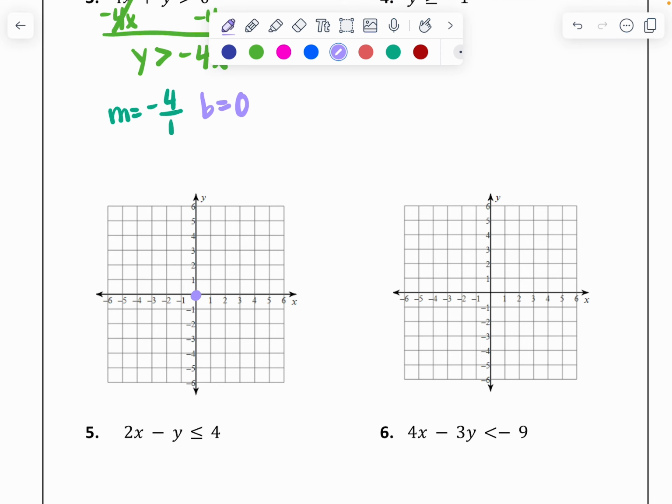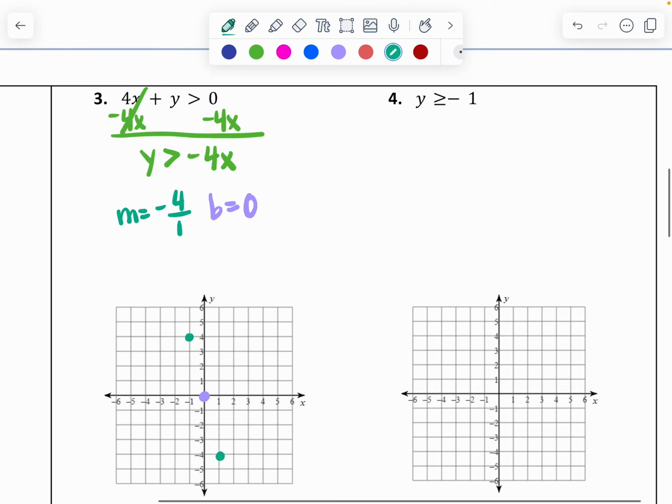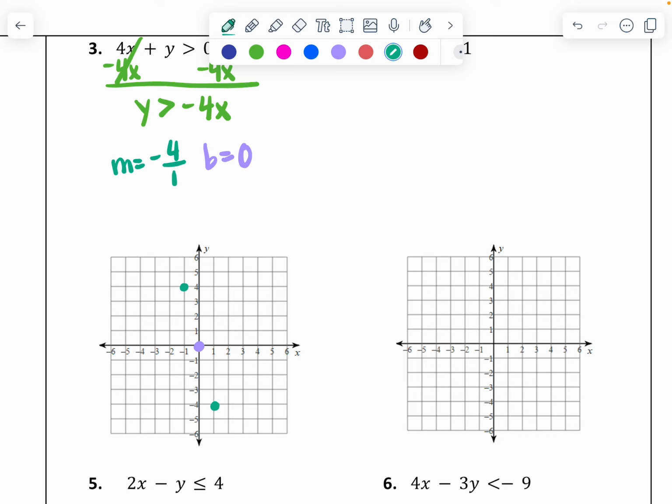So b is going to go right here at the origin, down 4, 1 to the right. And I'll go back the other direction as well. This one will be a dotted line. And I'm shading above the line, which in this case is to the right. Y is greater than negative 4x.